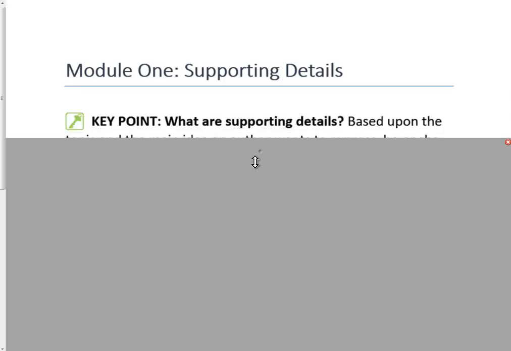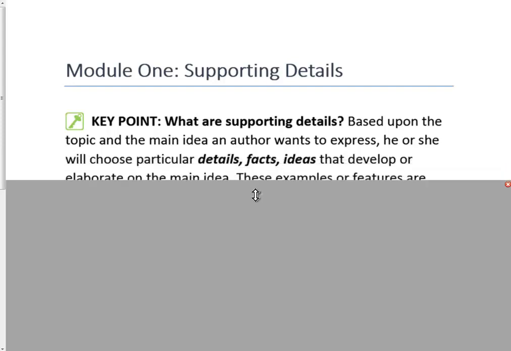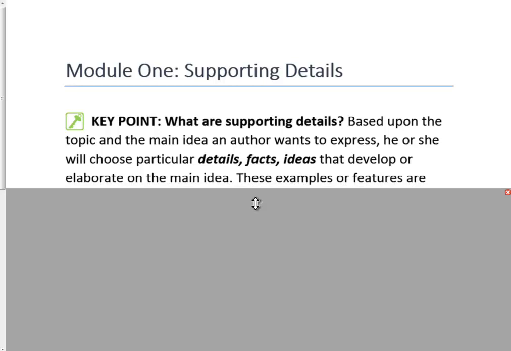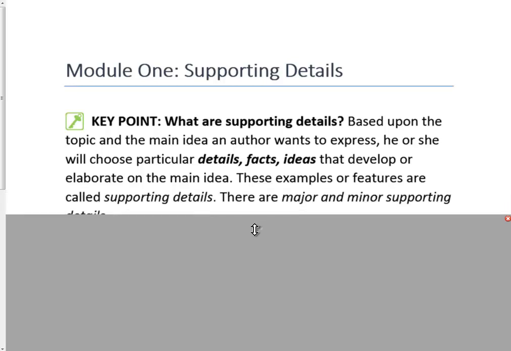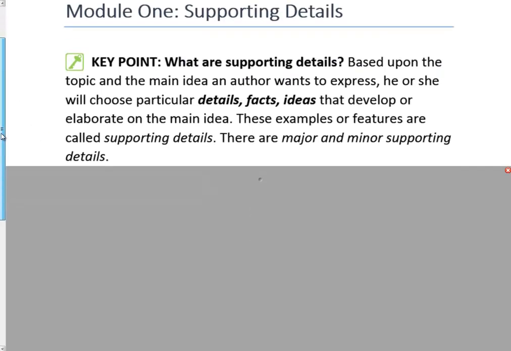Today we're going to discuss supporting details. What are supporting details? Well, based upon the topic and the main idea an author wants to express, he or she will choose particular details, facts, ideas, or examples that develop or elaborate on the main idea. Now, these examples or features are called supporting details, and there are actually major and minor supporting details.